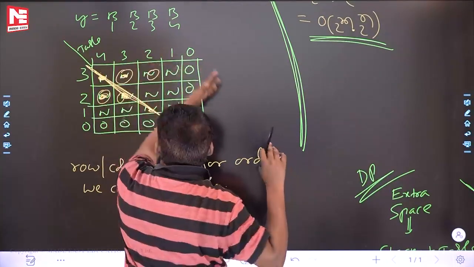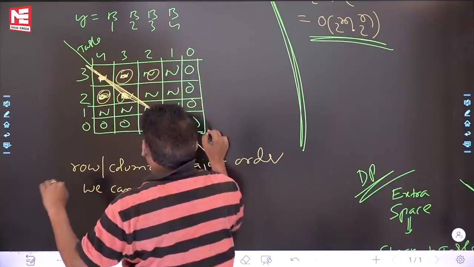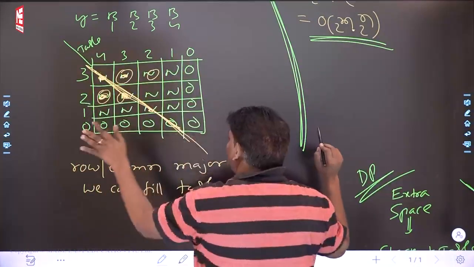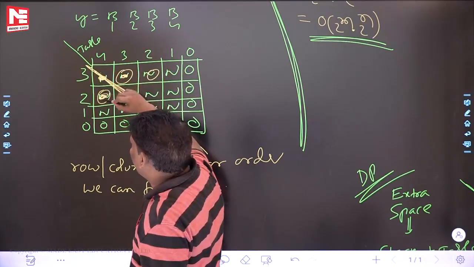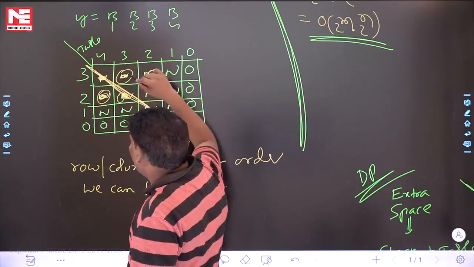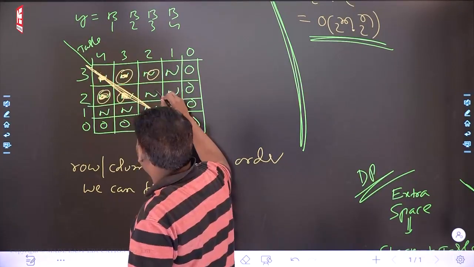So overall, the total table is required. So how will you fill the table? Whether you go row by row or column by column, it is up to you. Fill the total table, then this answer. After filling the total table, what is there here? This answer is equal to the maximum of these two. How did you get this answer? Maximum of these two. Right?